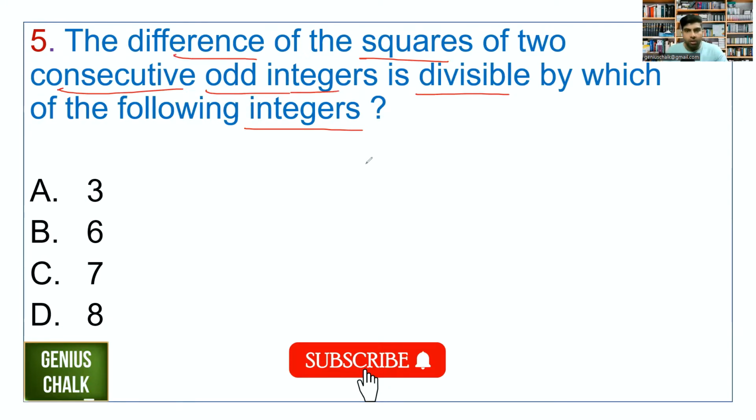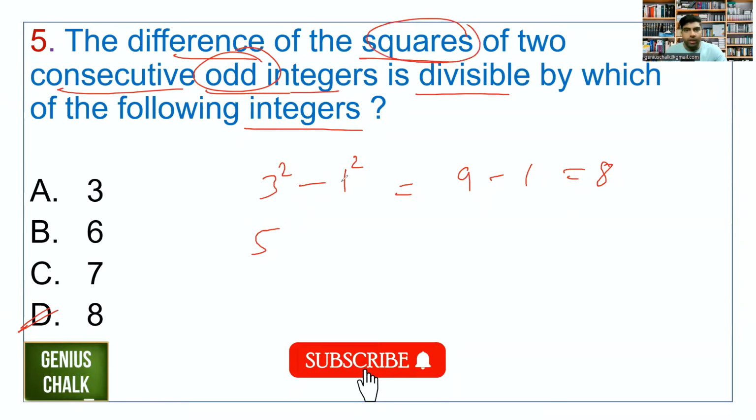So consecutive odd integers. That means the least consecutive integer is, say, 1. Take the square of it. And the next is 3. So take the difference. That is 9 minus 1. That is 8. So okay, one option is there. Fine. Let's cross check with some more options. Suppose I take the next consecutive odd number, 5.